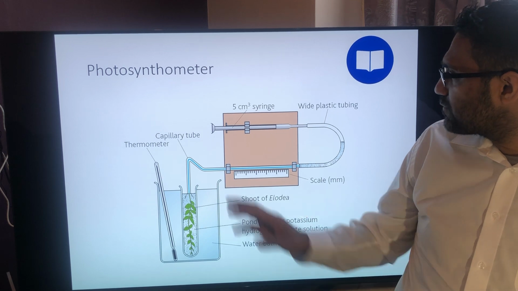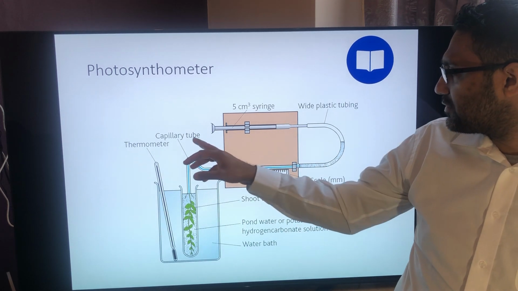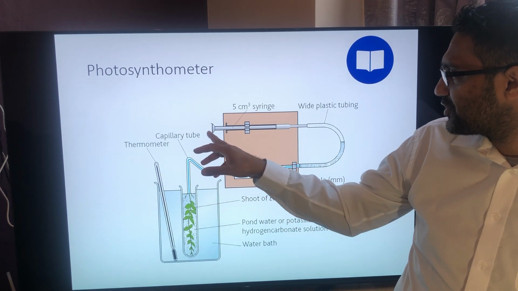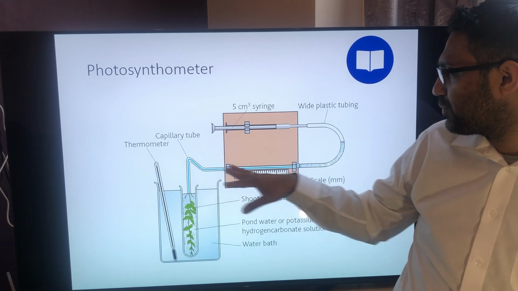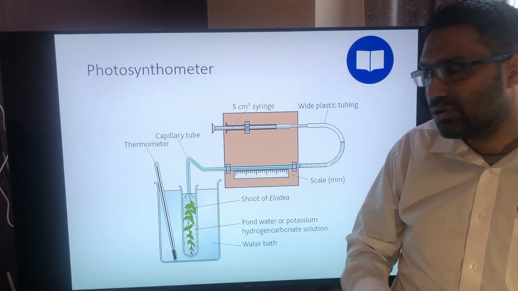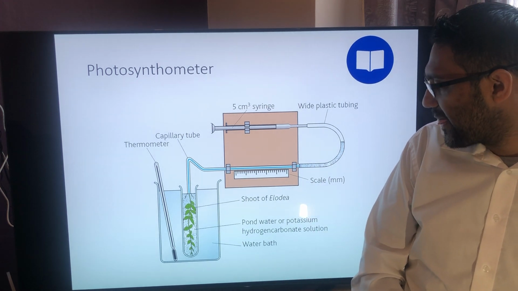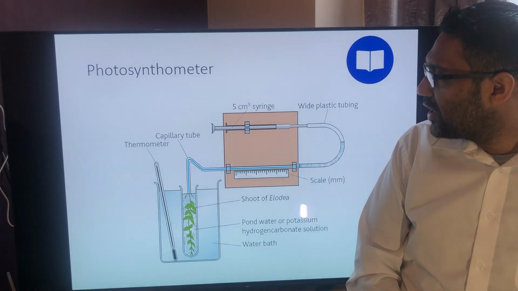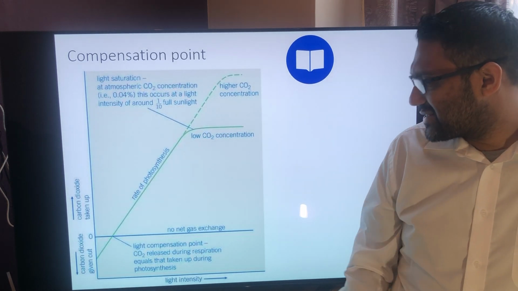And that's it. You can push it back with that little syringe there on the capillary tube. If you are just measuring this bubble, pushing it, and then measuring how far it goes, you can just push it back and set it back to 0 to restart this experiment. So that's a photosynthometer. What kinds of data can you get?